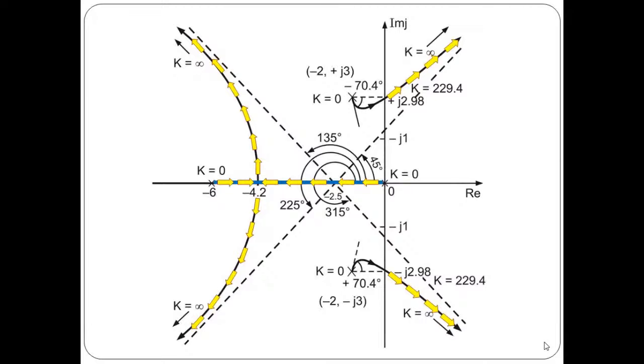Or it may be possible that someone asks you to calculate the angle of departure if we have a pair of complex conjugate poles. Or someone may ask you to calculate the angle of arrival as we are dealing with the concept of complex conjugate zeros. So you should know how to draw all these steps in detail.